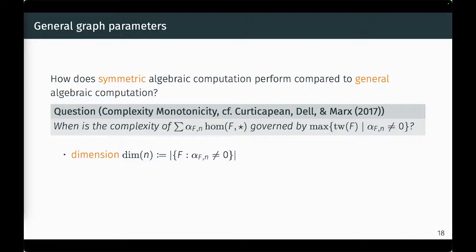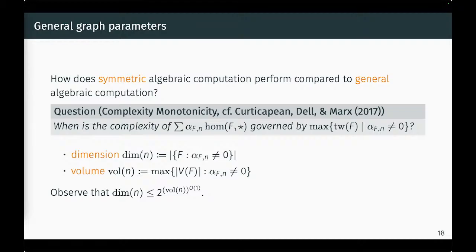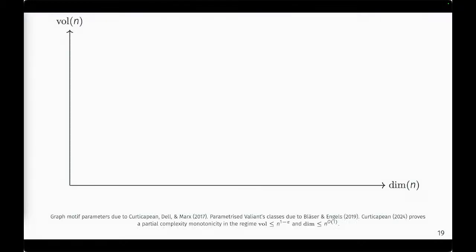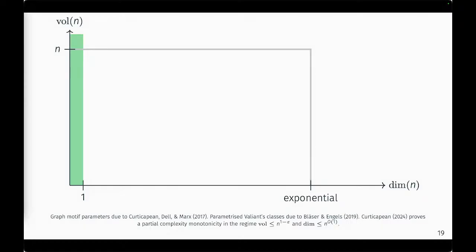Okay, and here two parameters are very important. One is the dimension. How many patterns do I have with non-zero coefficient of a certain n? And the other thing I call the volume, which is the size of the pattern. So how big is the size of the pattern compared to the size of the host? Okay, so what can we prove? Every graph parameter can be put into this box. If you have just a single homomorphism count, if your dimension is 1, then we have perfect overlap of symmetric and non-symmetric computation. So everything is nice.